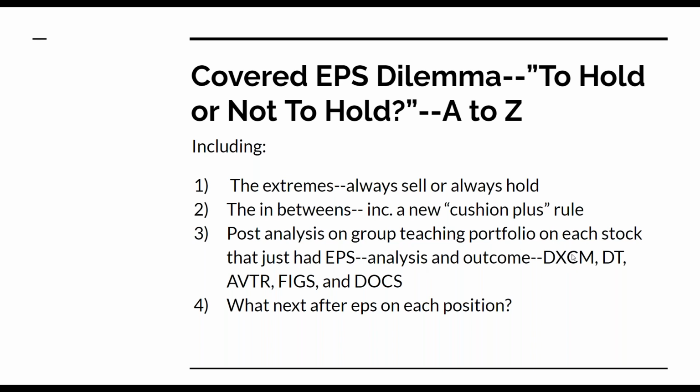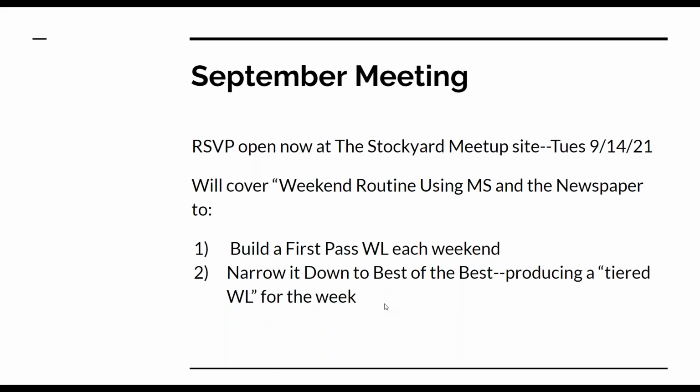So I put the thinking in there, discussed the cushion, discussed implied volatility, and then talked about the decisions that were made on each of those in the group teaching portfolio right before earnings. And then we talked about how you handle them after earnings. So we walked through those in great detail. Our September meeting, it's on the calendar now, Tuesday, September 14th.